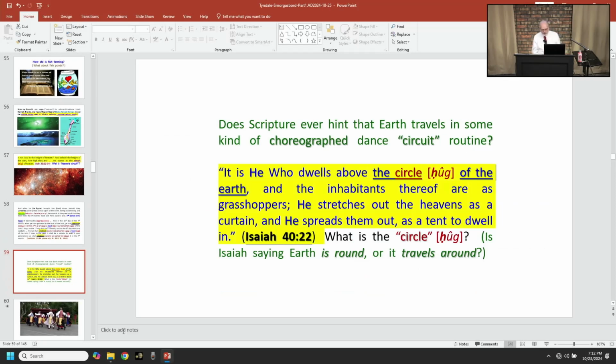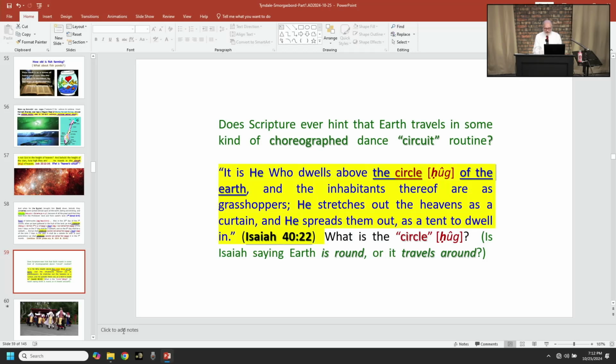Well, the same word hug appears in Isaiah 40, verse 22, where it says, and it is he who dwells above the circle of the earth. King James translates it, the circle of the earth. And the word circle there is hug. And the inhabitants thereof are like grasshoppers. He stretches out the heavens as a curtain. He spreads them out as a tent to dwell in.